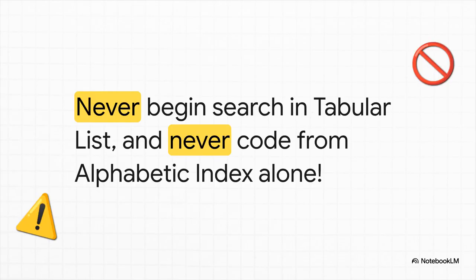So the absolutely crucial point here is what we call the golden rule of ICD-10 coding. Never begin your search in the tabular list, because that will almost certainly lead to errors. And never assign a code based on the alphabetic index alone. The index might get you pointed in the right direction, but finalizing that full, accurate code, especially those vital 7th characters, can only be done in the tabular list.